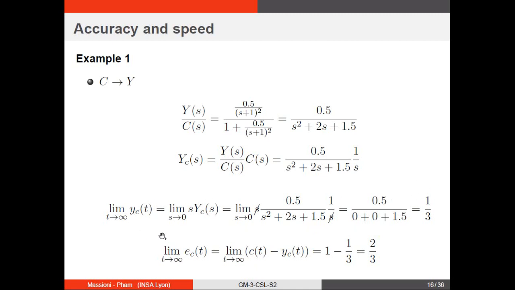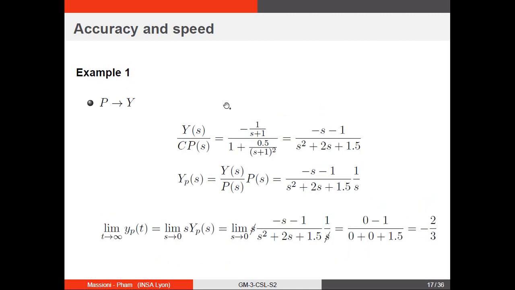If you want to know the steady state error, basically the error is the difference between the set point and the final value. The set point is a step, so its limit is 1, minus the final value. You get basically 1 minus 1/3, which is 2/3. This is as a function of C.